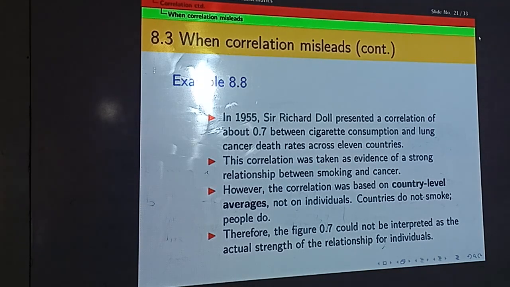But if you look at the individuals, within this country, maybe if you look at the individuals, they may be somewhere like this. Right? Maybe even like this. Right? And it can be something like this, or it can be like this. Right? So who knows? Right?